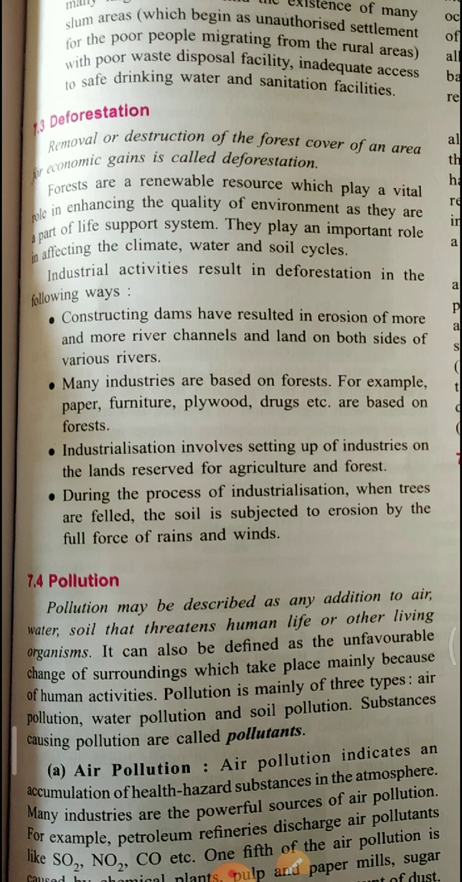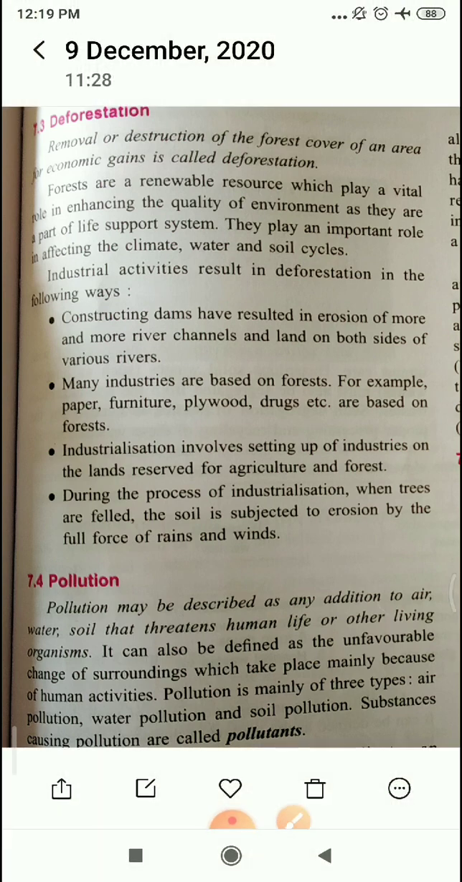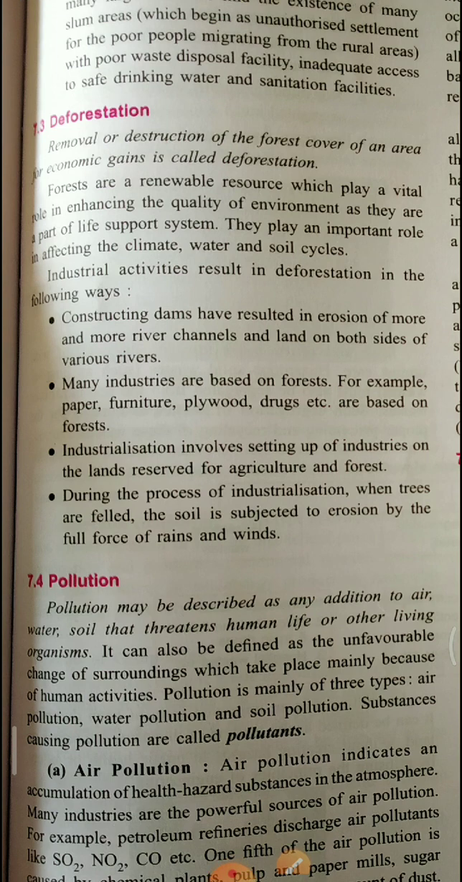are based on forest. मतलब जो भी natural resources हैं and industries are based on these natural resources. Okay, so through deforestation they are harming the ecosystem also. Industrialization involves setting up of industries on the lands reserved for agriculture and forest.